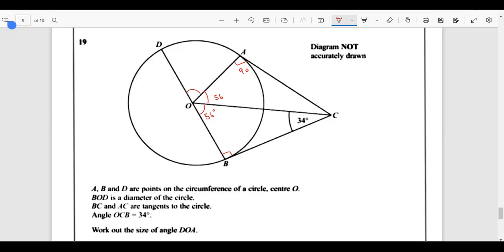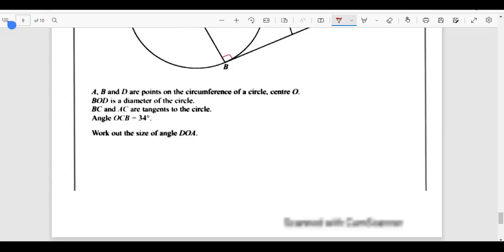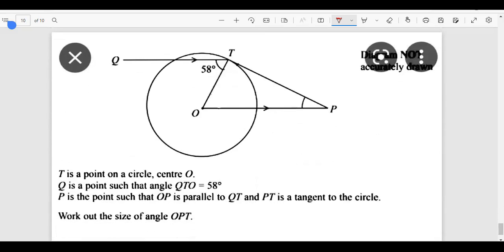Is it 68? Yes. And then you can just do 68 plus 56 plus 56, which equals 180. So you know you're right because it's a straight line. Very good. So this would be 68. Excellent. Okay. And this was the angle we were interested in calculating. Very good. Let's talk about the last one.